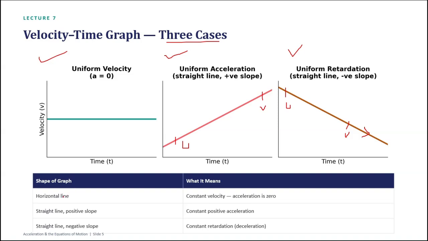So a horizontal line, like here, shows us constant velocity with zero acceleration. A straight line with a positive slope, as in this case, shows us constant positive acceleration. And a straight line with a negative slope, as in this case, shows us constant retardation or deceleration.